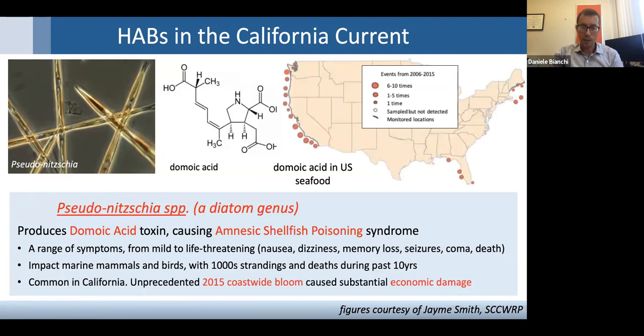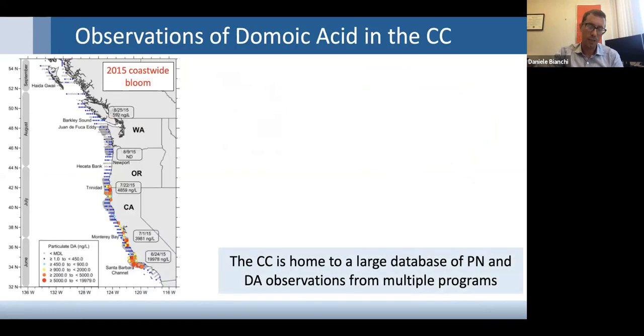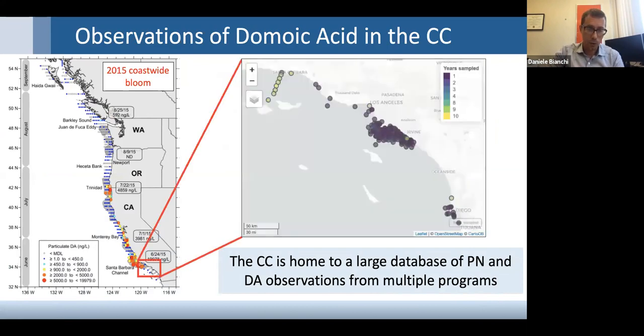So the California current is affected, but the positive side is that we also have a lot of observation, probably more observation than in any other place. And what I'm showing here in the map is observation of domoic acid, so the toxin in the water column during the 2015 blooms. We have observation all along the California current, but we can also zoom locally, and we have observation that are also very local, and this is a figure courtesy of Jamie Smith at SCWRP that show local domoic acid measurement near the city of Los Angeles and the Channel Islands.